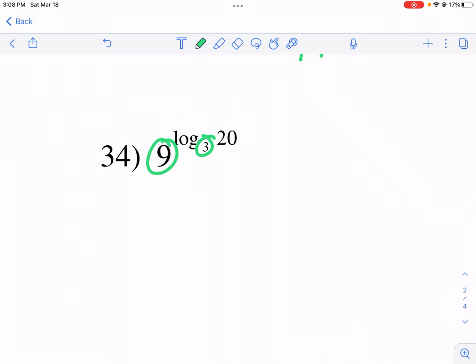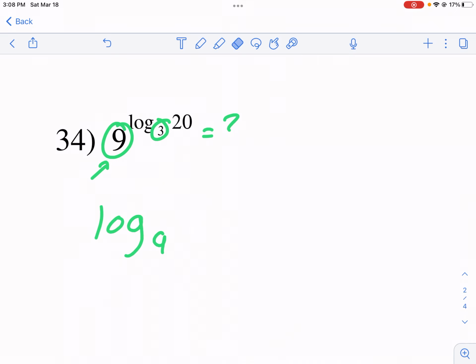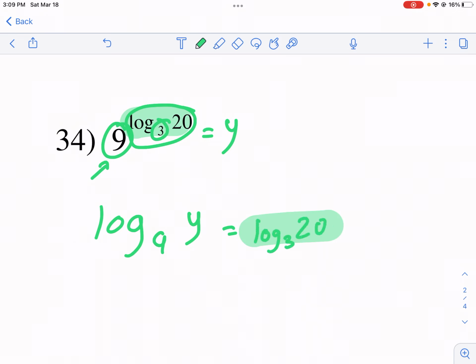Now we're on to number 34, and you're going to see that this one's a little bit different because these bases don't match up. So we have log base 9, there's our base, equals some question mark. We don't know what it equals. Okay, we could call it y. Let's go ahead and make it y instead. So log base 9 of y equals, and this is our exponent, so we can put our whole exponent over here on this right side, log base 3 of 20. So they don't have the same base. So this is going to be a slightly different scenario.